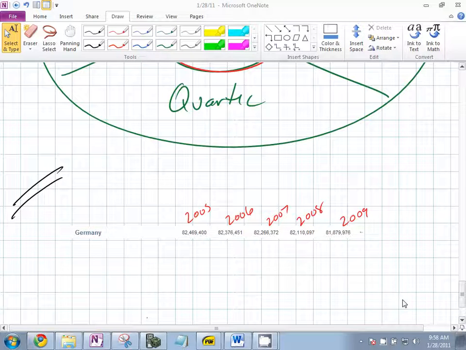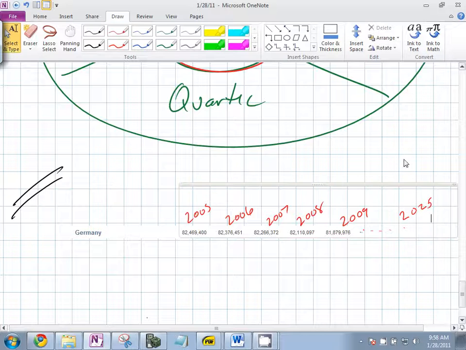For Germany, using those 5 data points, let's predict that. Where do we want to predict the population to? 2025? Let's see if we can do that. So do that right now. See if you can predict it any way you want. No talking, any way you want.